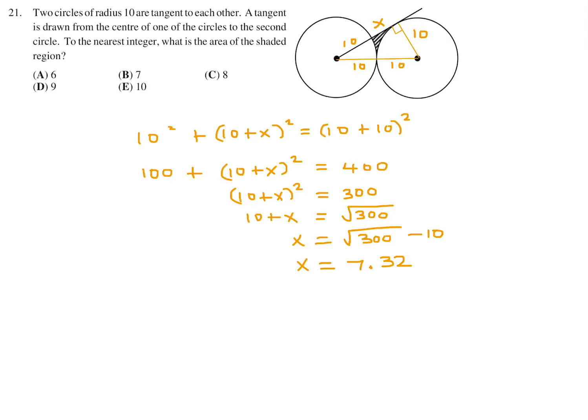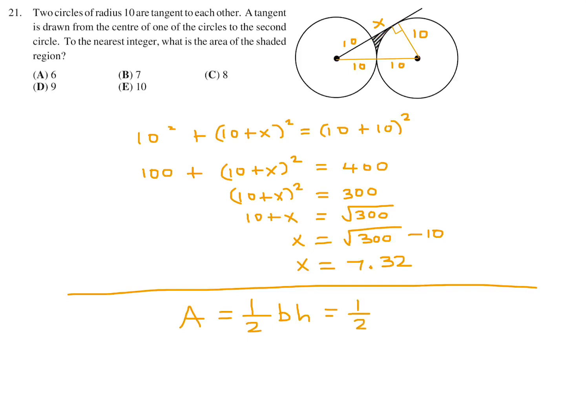Now, what I'm going to do next is figure out the area of that triangle. So the area of the triangle, of course, is 1/2 base times height. The base is right here, 10 plus x. So that's approximately 17.32. And the height is 10. It's right there. That's the height. So this is approximately 86.6.